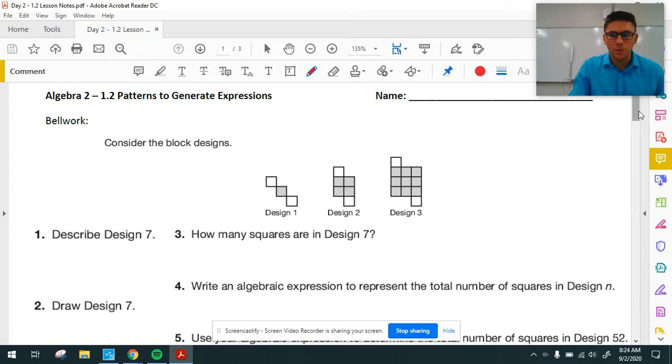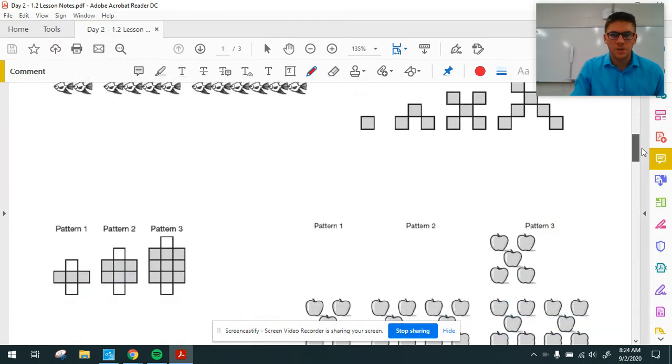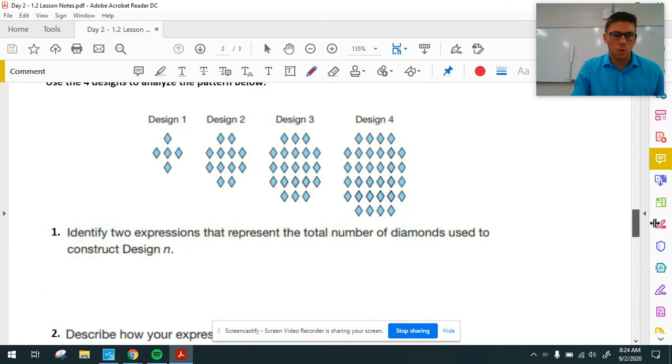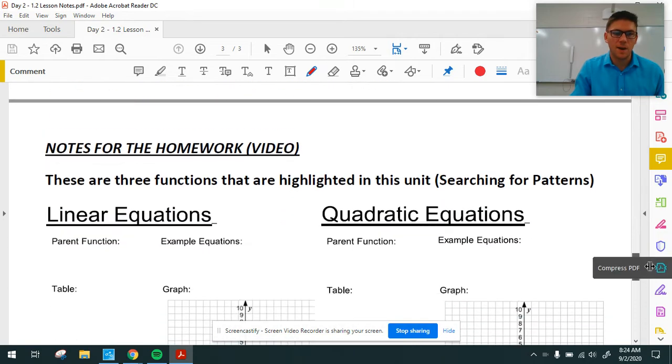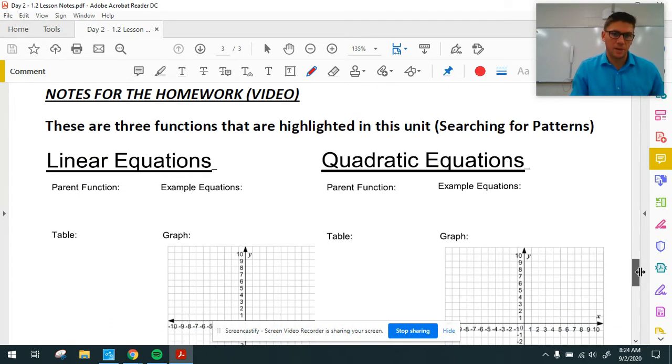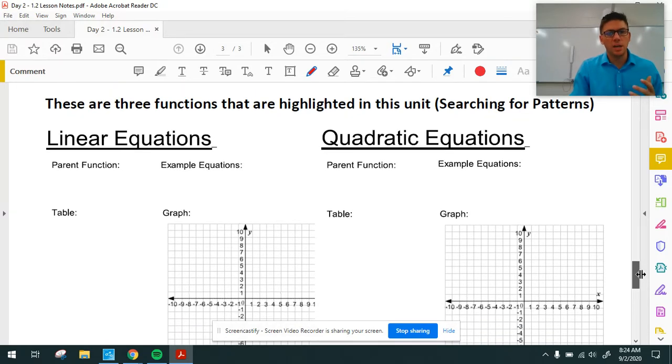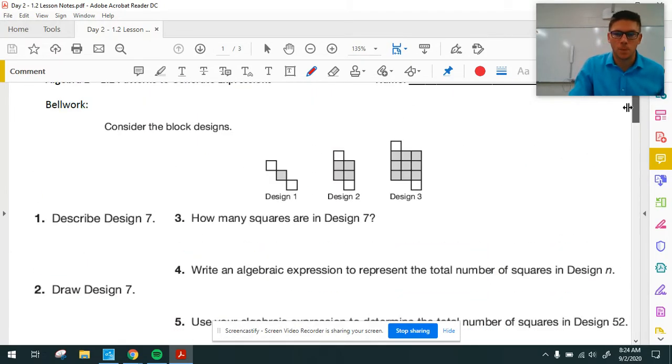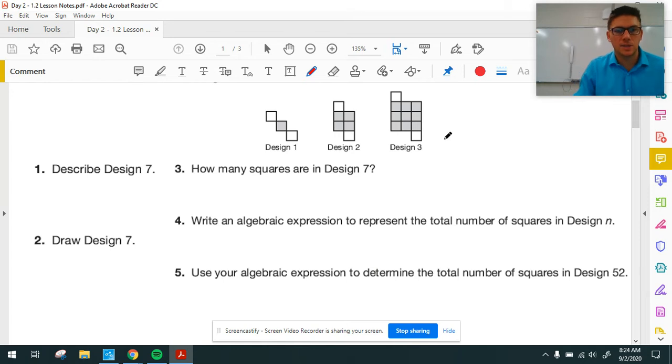So I'm just going to run through the first two pages of this because, just as a reminder, you guys were to work on these two pages, and then this final page there is a video for, which is your homework assignment, completing these notes and getting comfortable with linear, quadratic, and exponential. So let me go back to the top and let's start going through this.